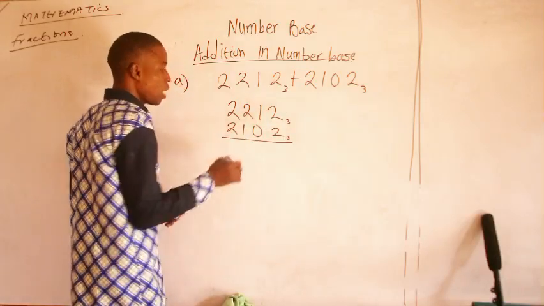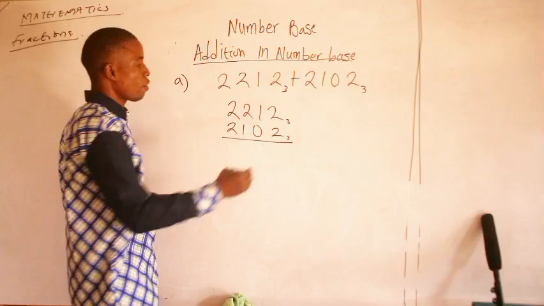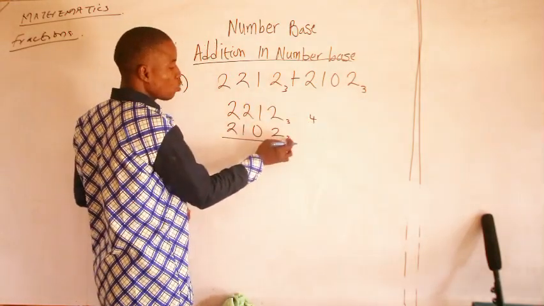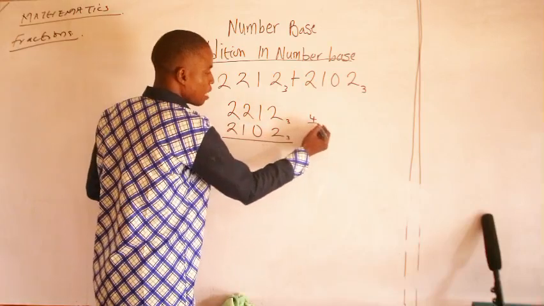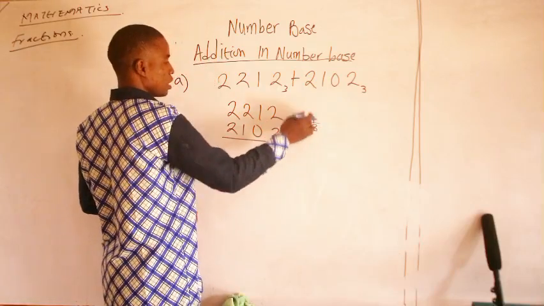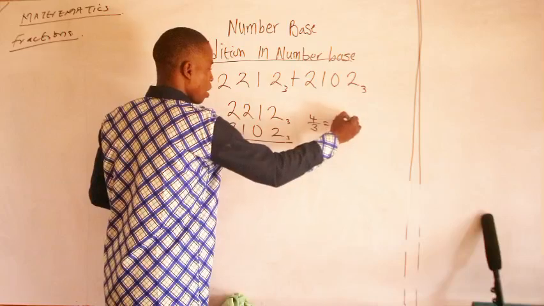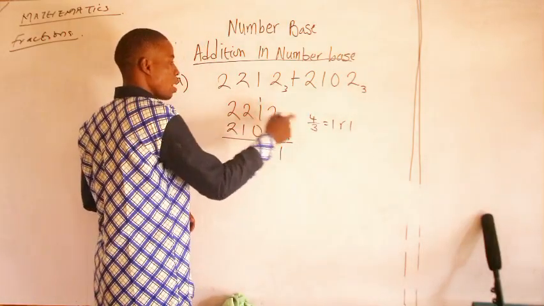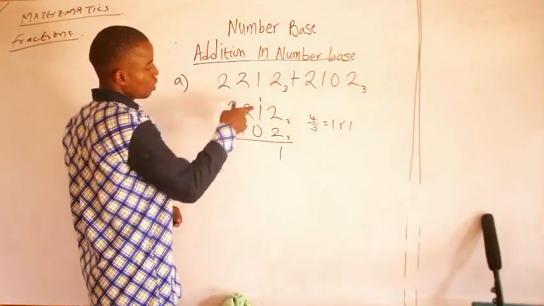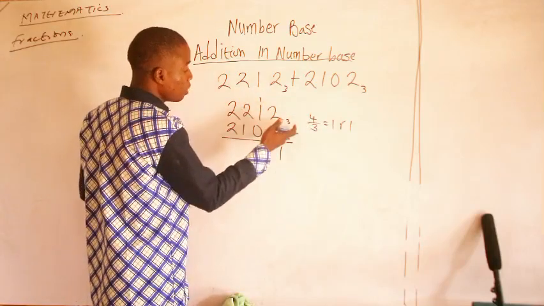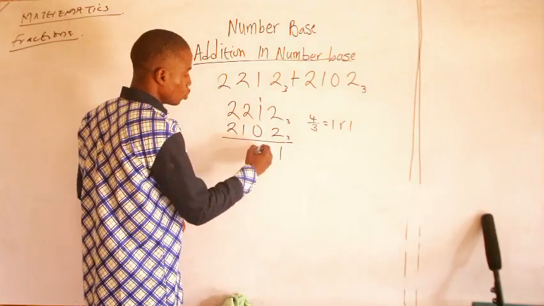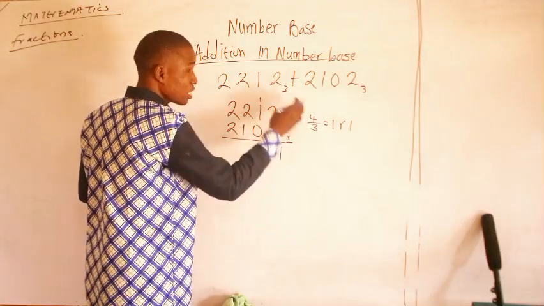Notice that you add it together. This one plus this is 4, and this one plus this is above the base, so you divide by the base. That's 3 in base 3. This will be 1 remainder 1. You put the 1 here. The next one, you put the 1, and 1 plus 1 is 2. It's not up to the base. This one plus 1 plus 1 is 2, plus 0 is 2. It's not up to the base, so you write it.